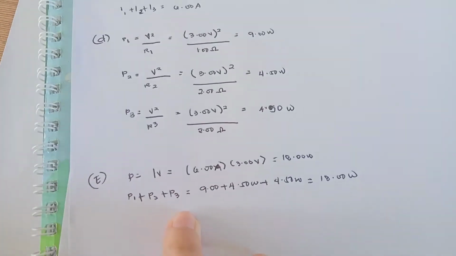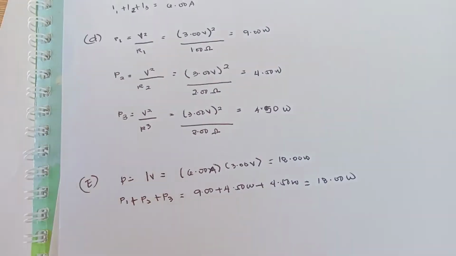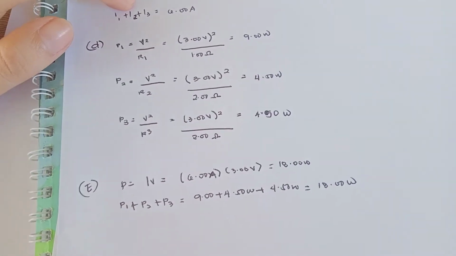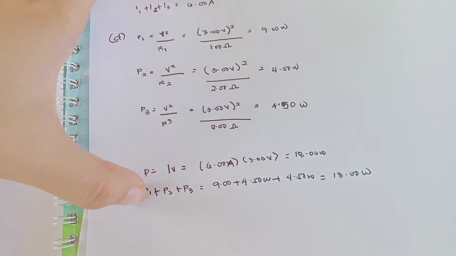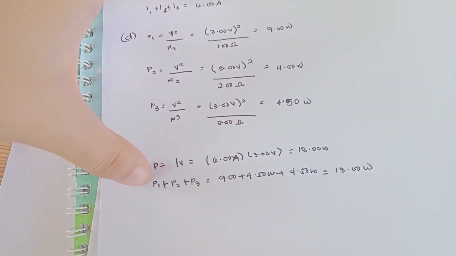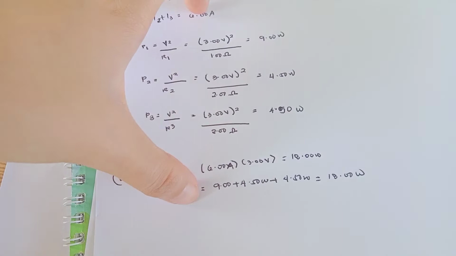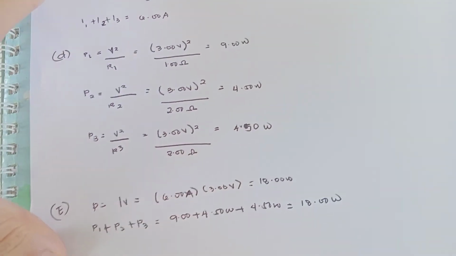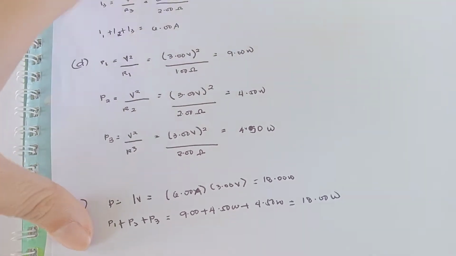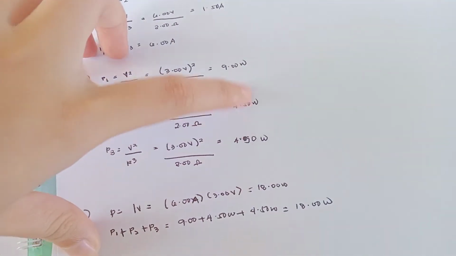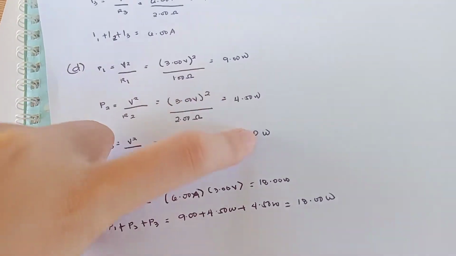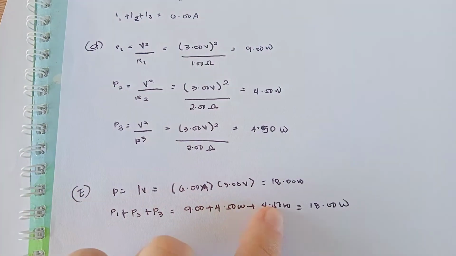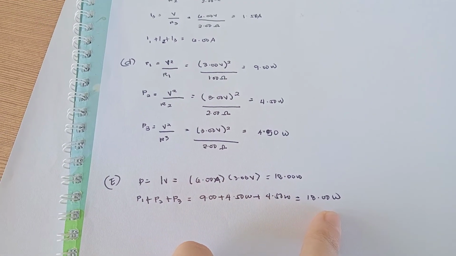And then we add P1 up to P3, for resistor 1, resistor 2, and resistor 3. What we are looking for is the power output, so P1 plus P2 plus P3, which is 9.00 plus 4.50 W plus 4.50 W, the power dissipated we computed in letter D. Then we arrive at the answer of 18.00 W.